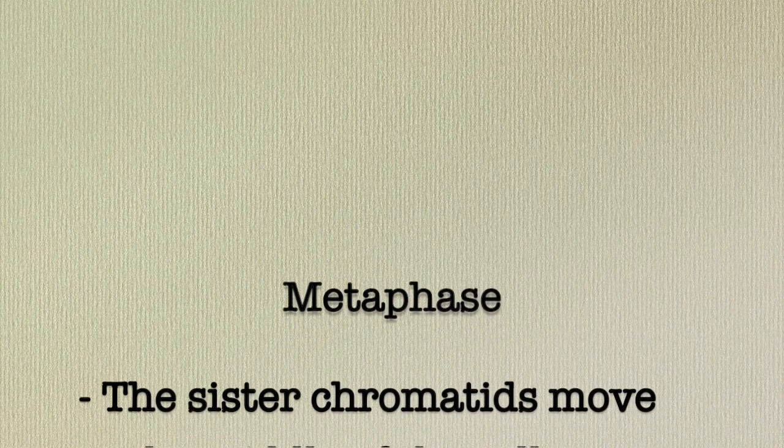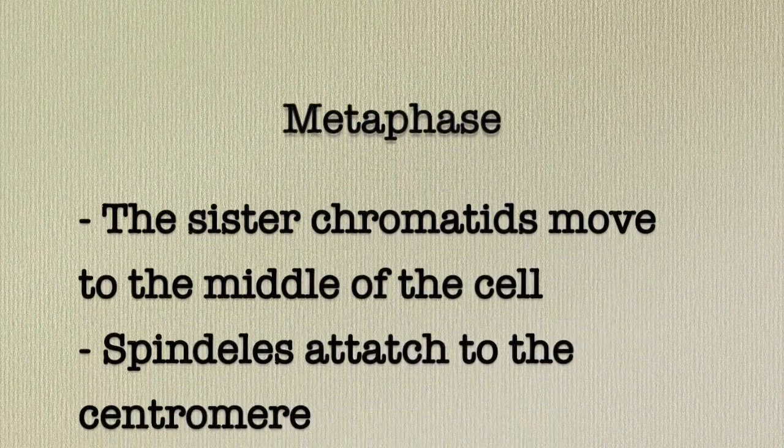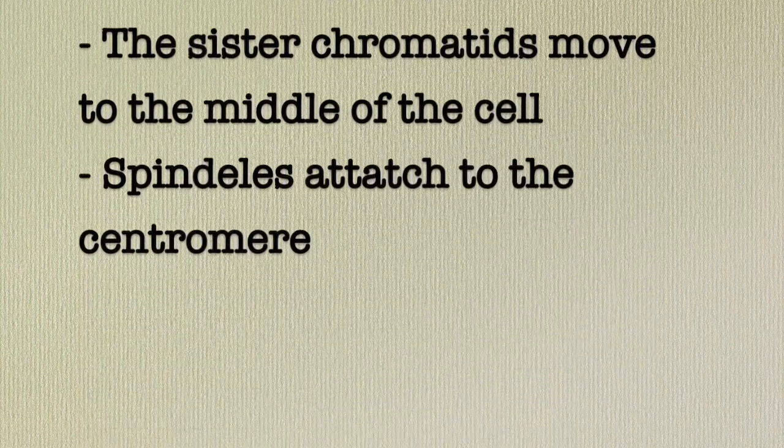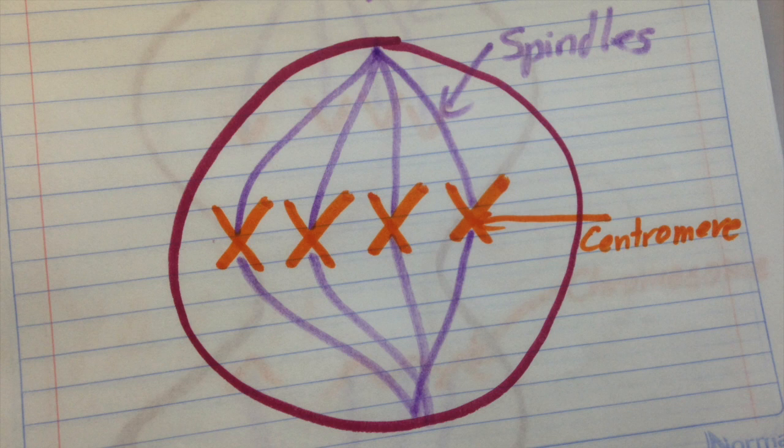Metaphase follows prophase. During the metaphase, the sister chromatids move to the middle of the cell, and spindles attach to the centromere. In the image, we can see how the DNA has moved to the center of the cell. The spindles have attached to the point where the sister chromatids are joined. This is called the centromere.